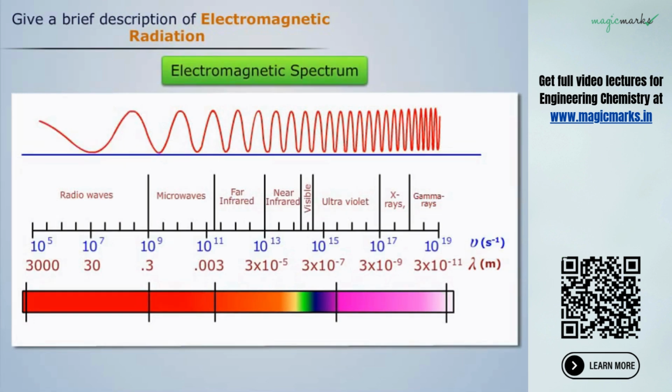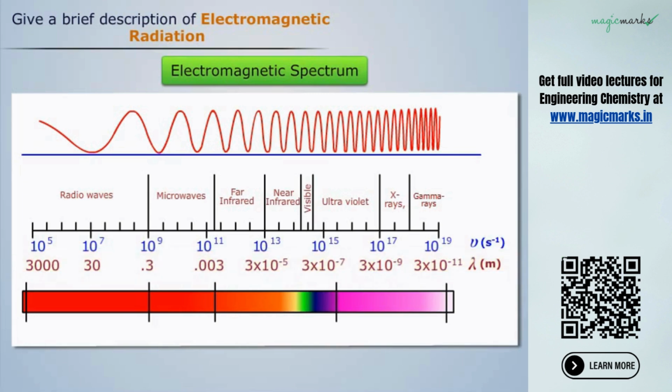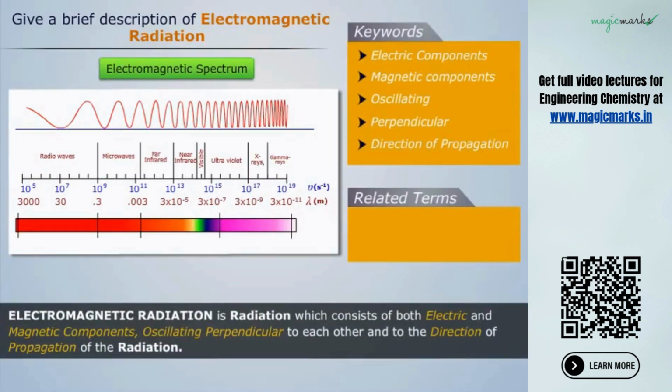It consists of very large wavelength radio waves having very small energy. As the wavelength decreases, the frequency and energy of EM waves increase to microwave, infrared wave, visible waves, ultraviolet waves, X-rays and gamma rays.